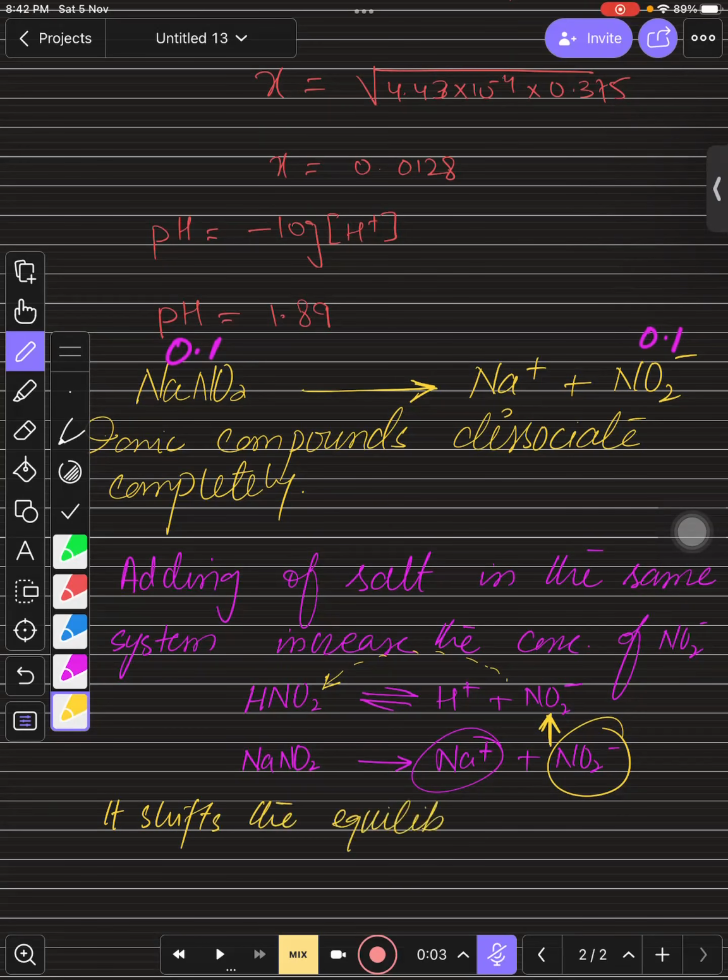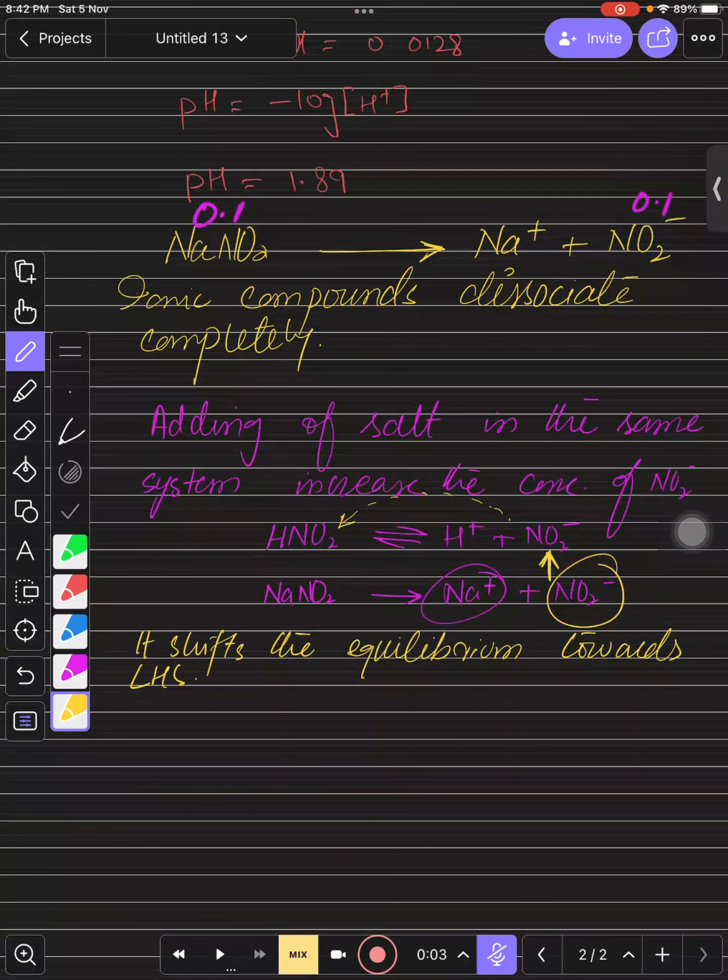It shifts the equilibrium toward left hand side. It will shift the equilibrium towards left hand side. Hence, you can say that the acidic behavior will be lesser. Definitely the acidic behavior is due to the H positive ion, right? So when the H positive ions are going to be lesser in the container, so definitely the acidic behavior will decrease. So you can say that H positive ion concentration decreases, then acidic behavior decreases. Right, bacho?